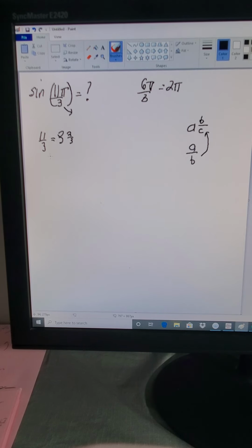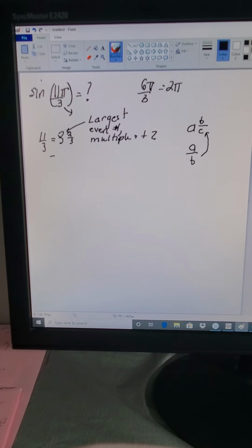What you need to do is subtract the largest even number in this value, the largest multiple of 2. Because remember, every 2 pi is 1 turn, so we want to remove a full turn. And in this case, the largest multiple of 2 in 3 is just 2. So we're left with 1 2/3.